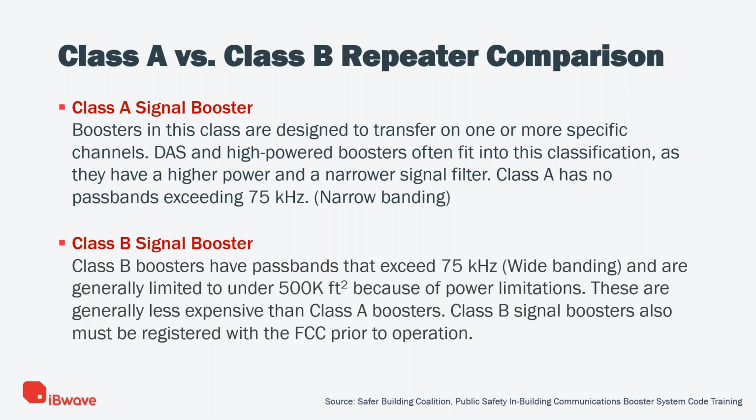So Class A tend to be digital. You could do channel filtering. There are limitations to that as far as the pass bands that you could have. Whereas a Class B repeater, usually, cost-wise, they're less expensive. But besides that, they're amplifying a whole band. That's the reason these used to cause a lot of issues.